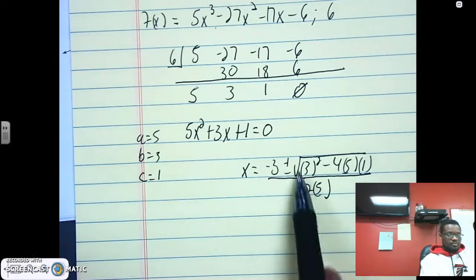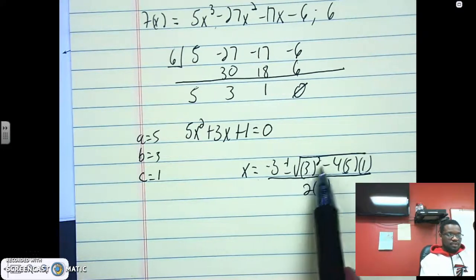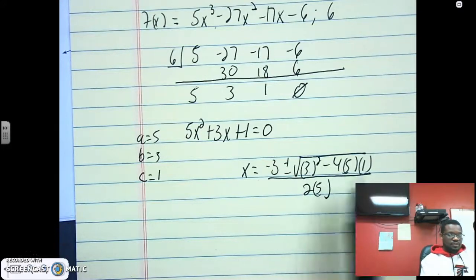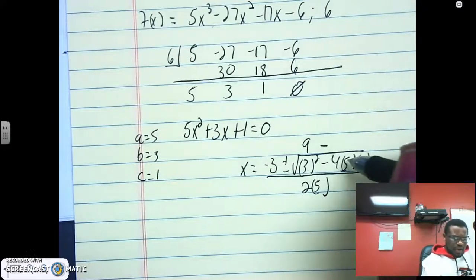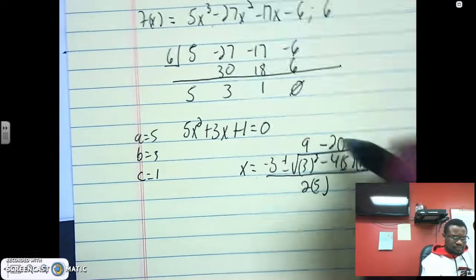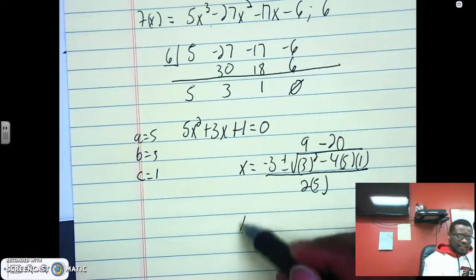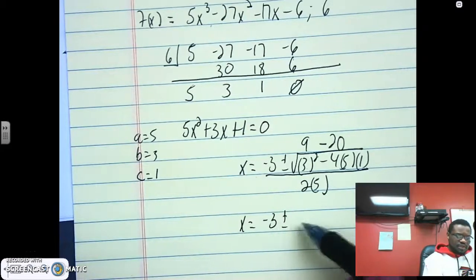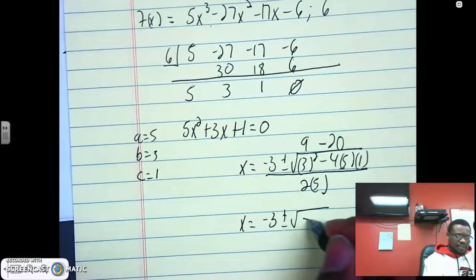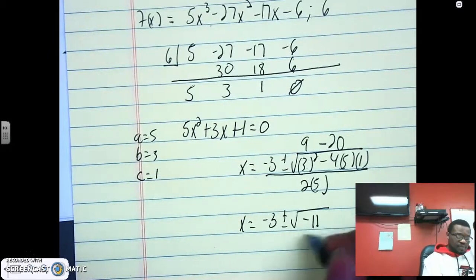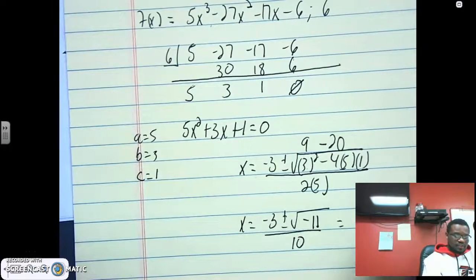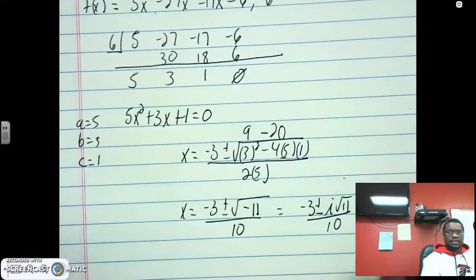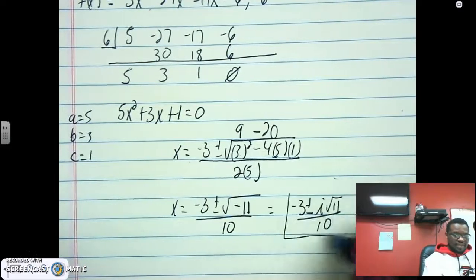Negative b plus or minus the square root of b squared minus 4 times a times c all over 2a. And so this will be 9 minus, what is that, 20? All right. So we get x equals negative 3 plus or minus the square root of negative 11 over 10. And that's the same thing as negative 3 plus or minus i radical 11 over 10. We don't keep that negative there. And so that's what x equals.